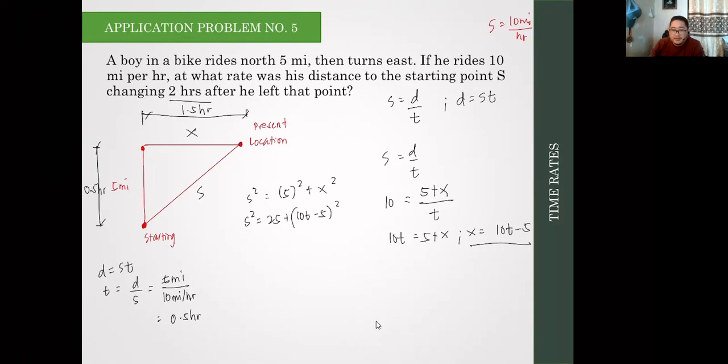Okay? Then, derive natin, this will be 2s ds over dt is equals to 0 plus 2 times 10t minus 5 times 10. Since yan ay in terms ng t, hindi na kailangan ng dt over dt. Simplify, we have 2s ds over dt is equals to 20 times 10t minus 5. Okay.